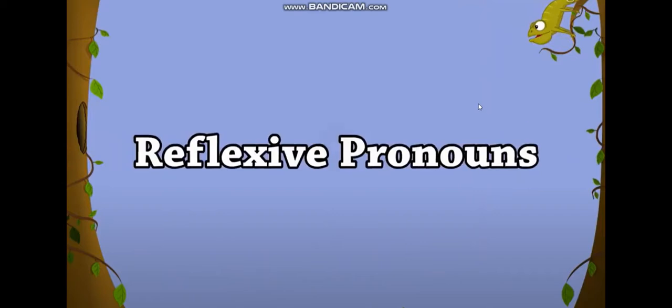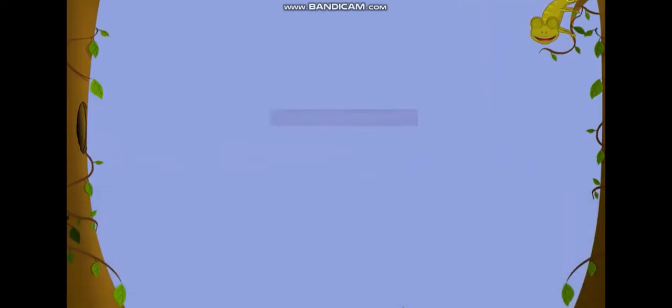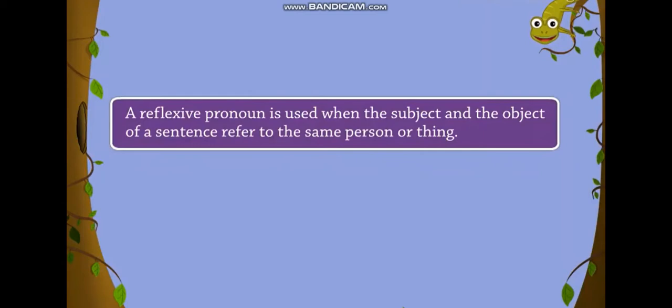Reflexive pronouns. A reflexive pronoun is used when the subject and the object of a sentence refer to the same person or thing. When we address the subject and object of a sentence, when they refer to the same person or thing, then it is a reflexive pronoun.